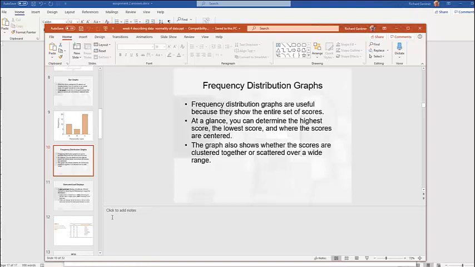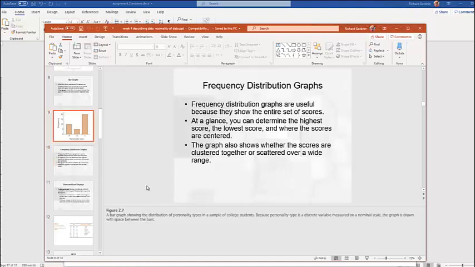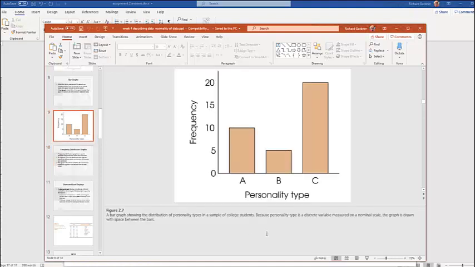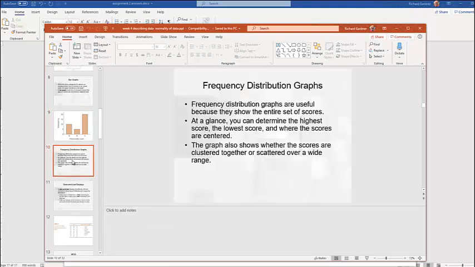Now, the reason we use frequency graphs, distribution graphs, is because you can look at the data in a blink of an eye and find out who's the most, who's the least. I don't even have to think about it. I can say, oh, this C-type personality is obviously the most popular, and the B-type is the least popular. That's why. It allows us to take snapshots of data.